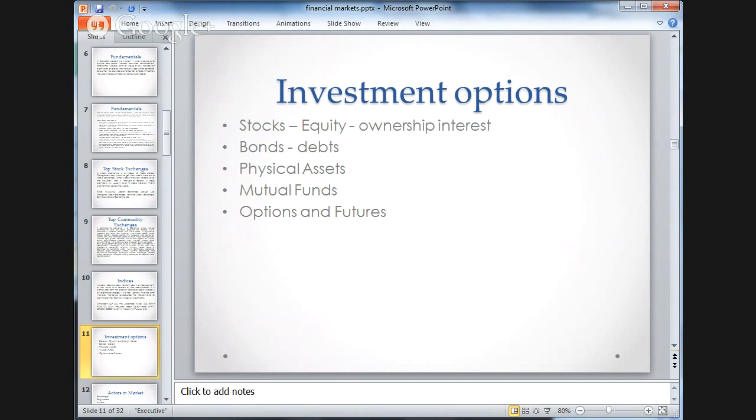Preferred shareholders get the dividends, and when the asset is being liquidated, their interest will be served before the other shareholders, which are the holders of common stock. Now, common stocks are basically what is being traded in a stock exchange.